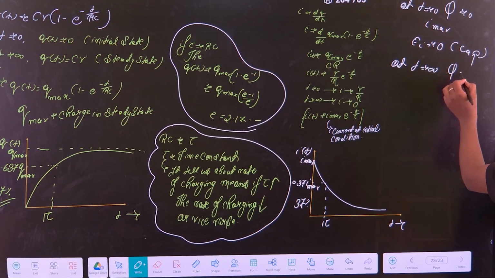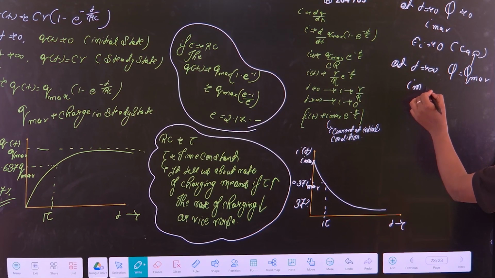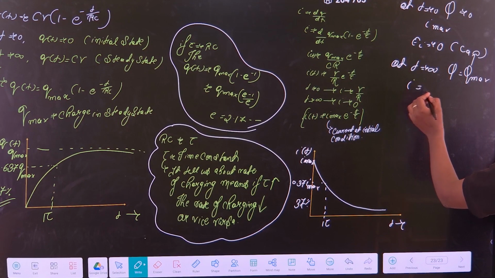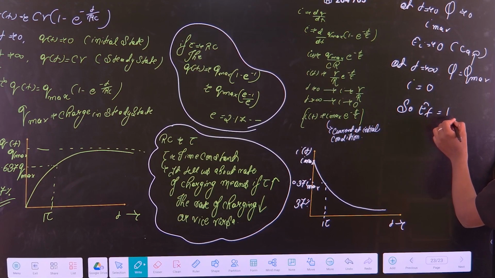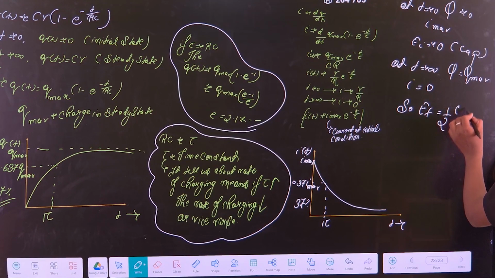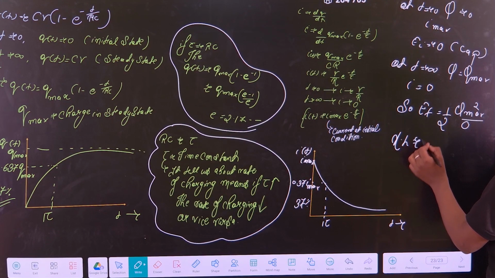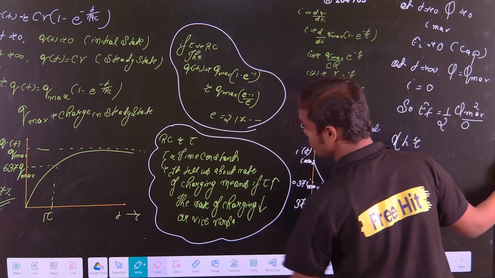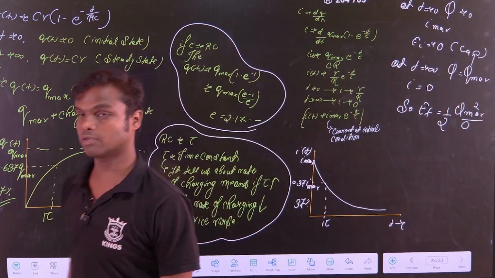the charge will become maximum, and what is the current? Sorry, I will become 0. So what is the final energy then? That is half into Q max square divided by C. So what is the heat loss? If I want to calculate the heat loss, I have to calculate the work done by the battery.